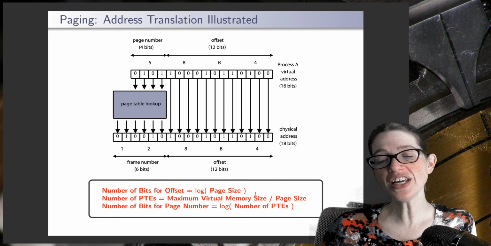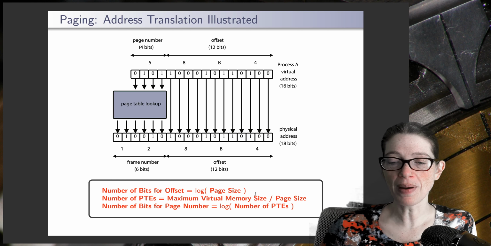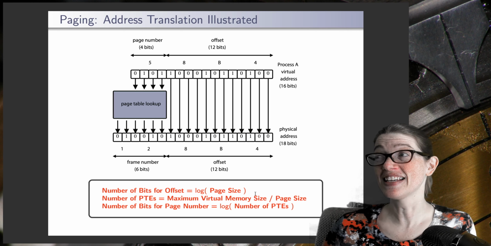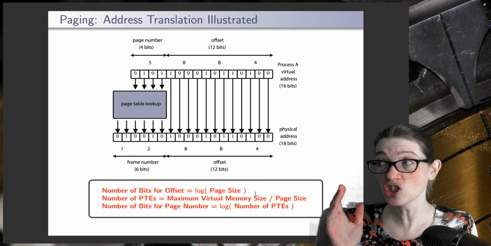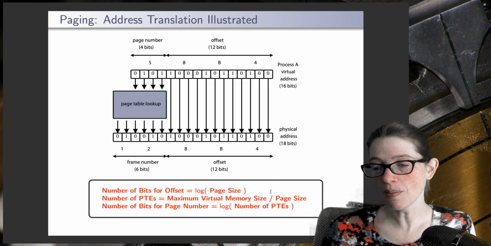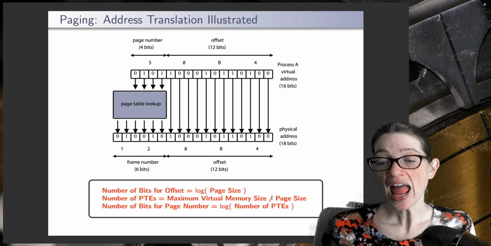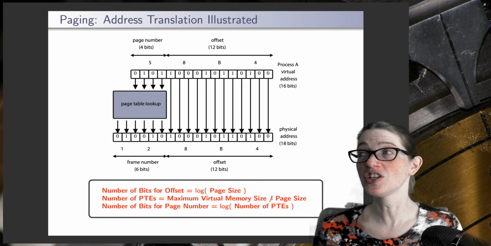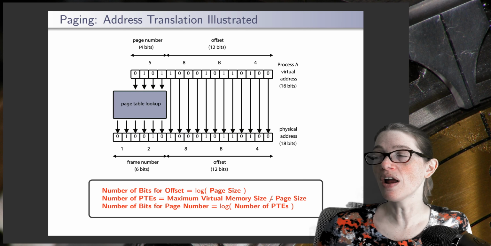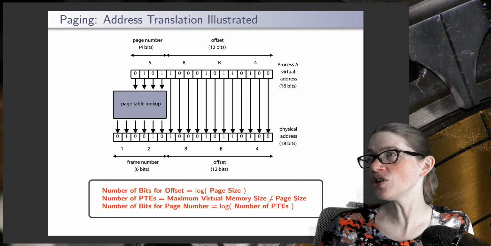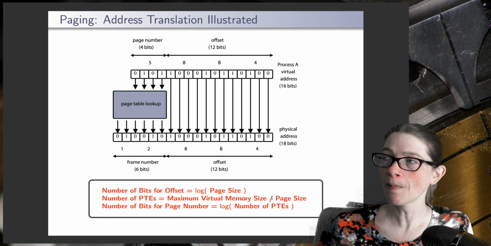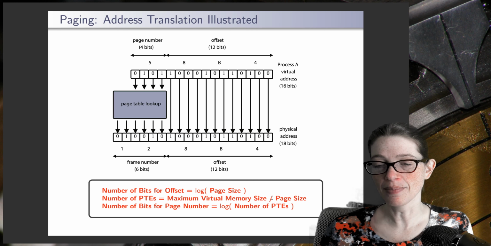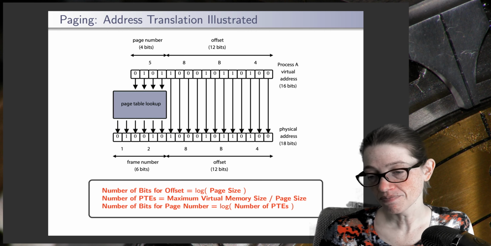And then to figure out the number of bits we need for the page number, first we need to know the number of page table entries in our page table, which we just showed you how to calculate. It's the virtual memory size divided by the page size. And then we take the log of the number of page table entries, and that tells you how many bits you need for the page number. Now, why are we doing that? Because we want to know how many bits we need to index each of the entries in the table. So that's why taking the log is going to work.